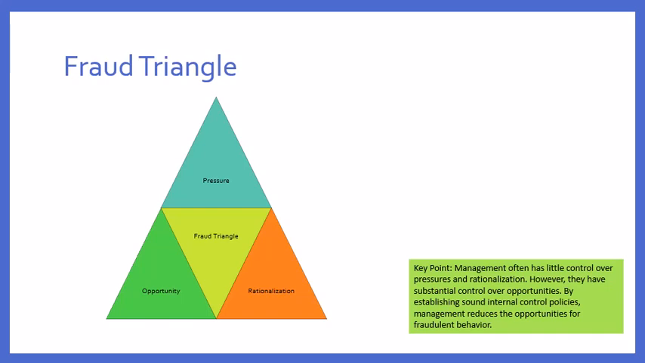Now, from the company standpoint, we really have to focus on the opportunity piece. In reality, we have very little control for the most part over pressure and rationalization, especially outside pressures. Employees are always going to face outside pressures, and we can't really control someone's moral compass in terms of rationalization. But we have a ton of control over opportunity. We basically want our internal control systems to be sound enough that a person isn't going to be able to get away with committing fraud without it being either prevented or detected somehow in the system.